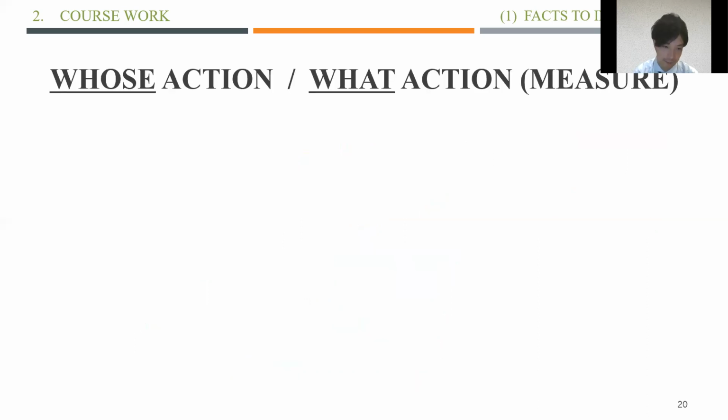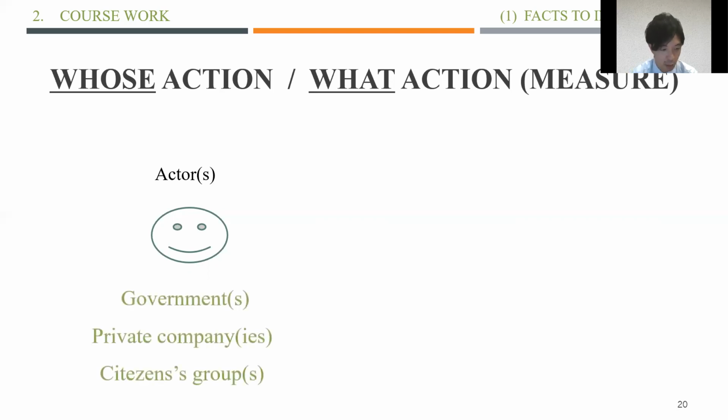Okay, let's look at the next slide. You should figure out whose action and what action. These are the third and fourth elements. When I say whose action, it means the actor or actors of the action. It could be national or local government. It could be private companies. It could be the citizens groups, such as NGOs and NPOs. But anyway, you should choose one of them that are actually active in your city.